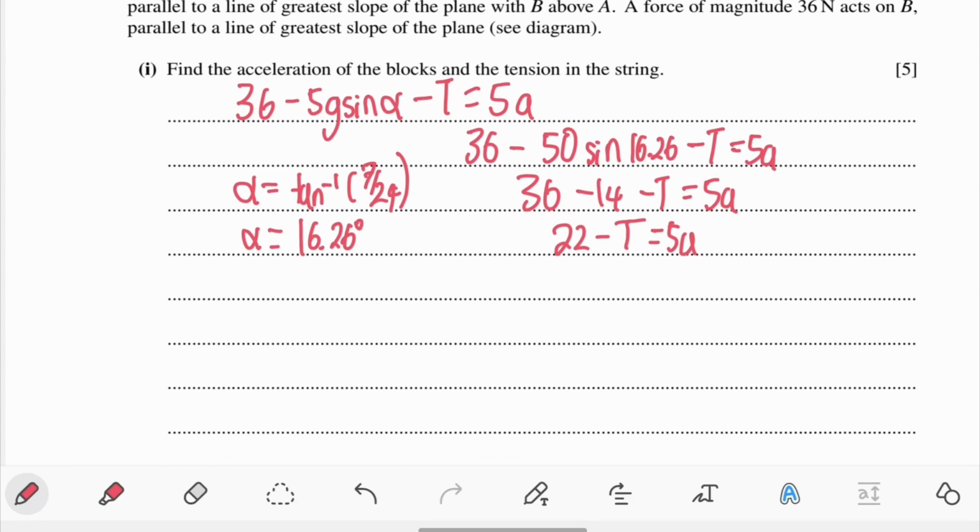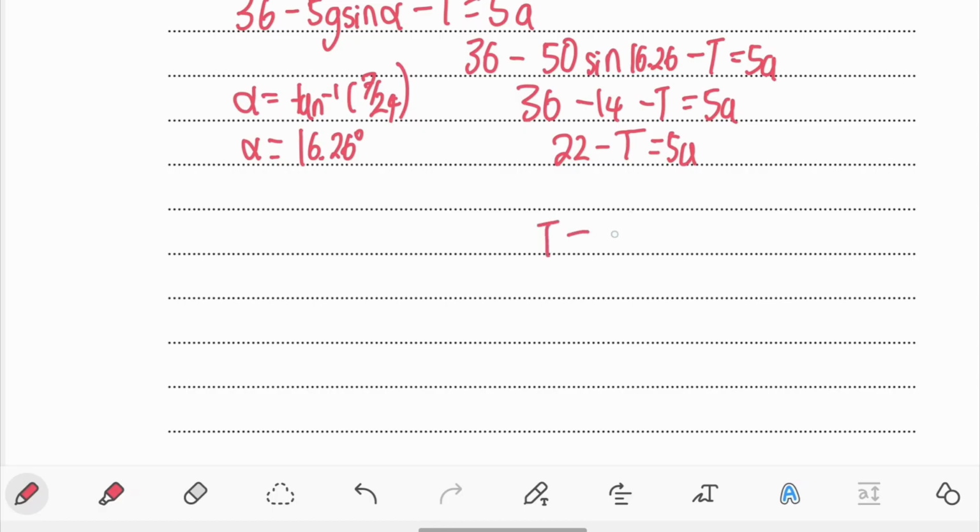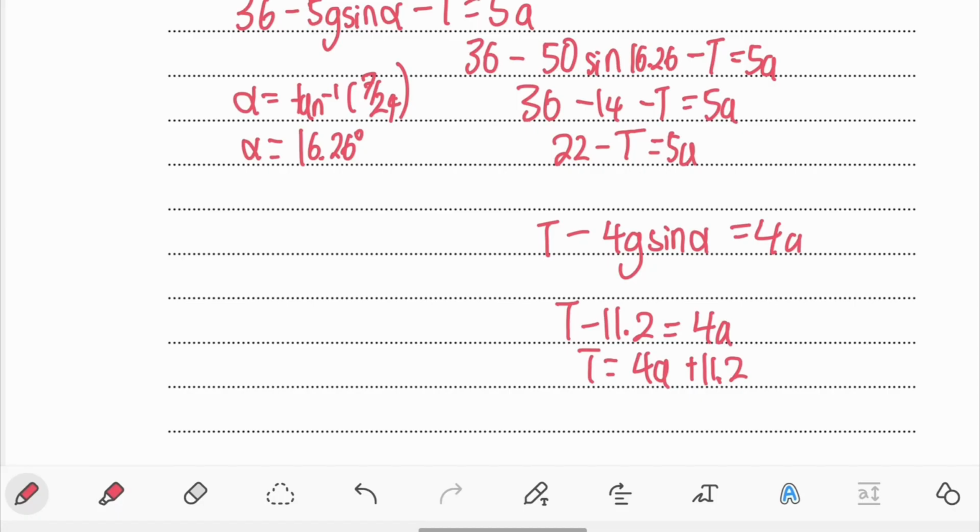So basically, if we consider the tension to be acting in the positive direction as we did for block B, it would be T minus 4g sine alpha is equal to 4a, since the mass of the block is 4 this time, not 5. Okay, so in this case, we'll get T minus 11.2 is equal to 4a. Yeah. So that's your second equation. I can rearrange this to get T is equal to 4a plus 11.2. And I can rearrange the first equation to get T is equal to 22 minus 5a.